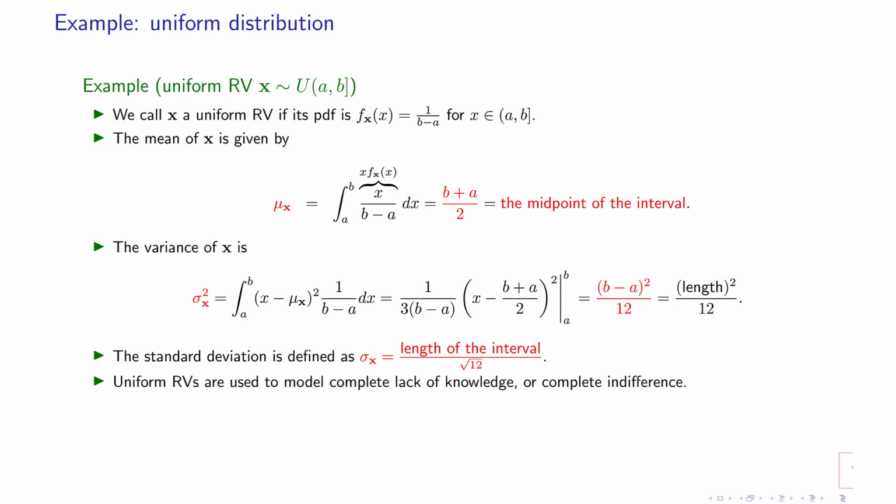Uniform random variables are used in many engineering applications to model the lack of knowledge or complete indifference over an interval. And some people consider it a principle of insufficient reason. When they don't have anything to say, they assume that it's a uniform distribution.